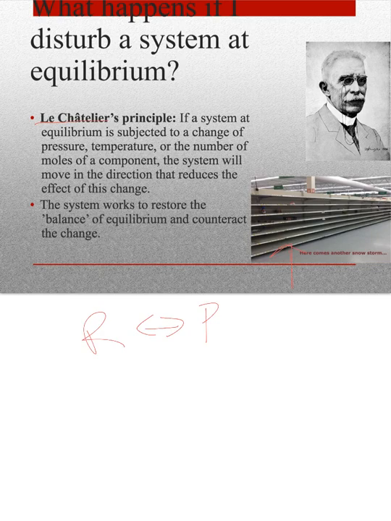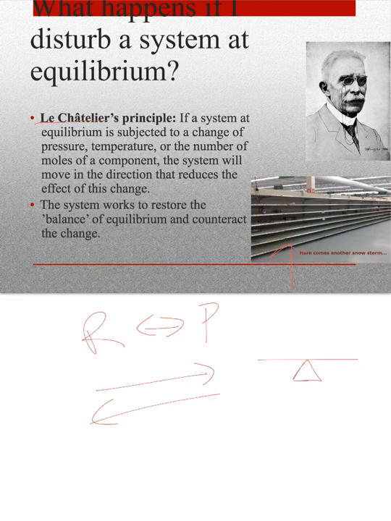So we can have the same idea where we can change something about a system. We can change the pressure, the temperature, or change how much of one of our reactants or products we have. And what the system does is it fixes it. It's going to shift either toward the products to make more products, or toward the reactants to make more reactants, in order to make up for whatever change was occurring. So it's the idea of restoring balance.